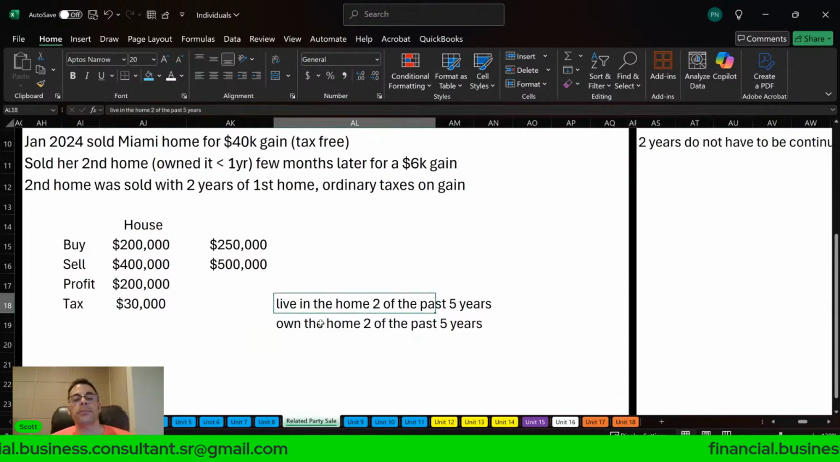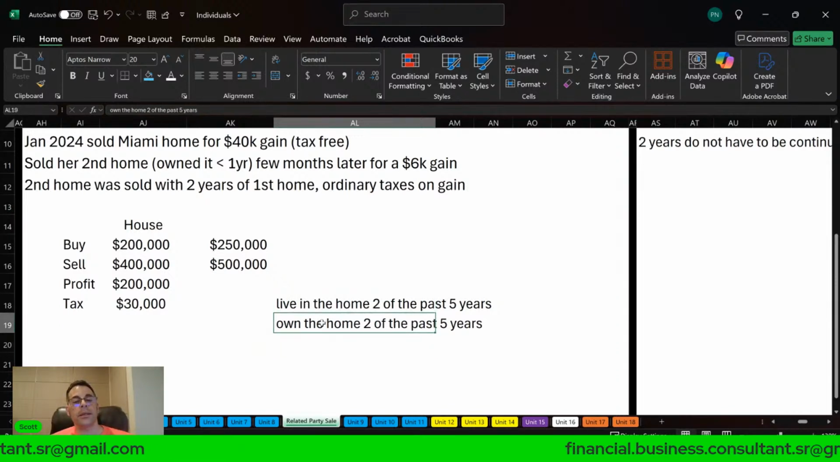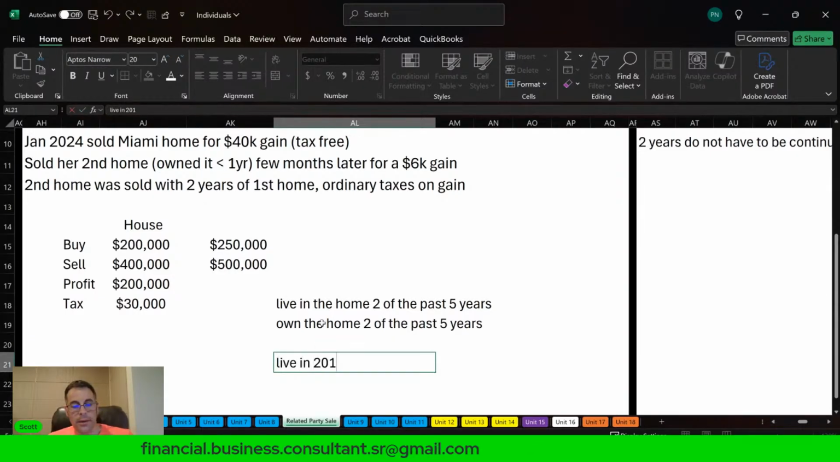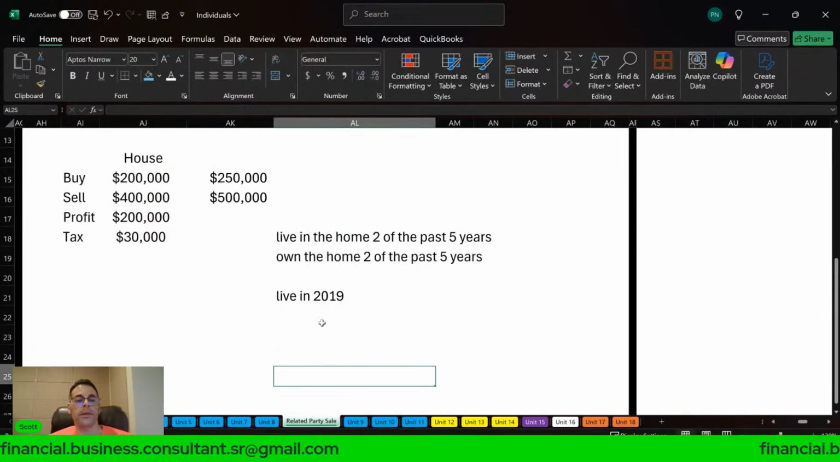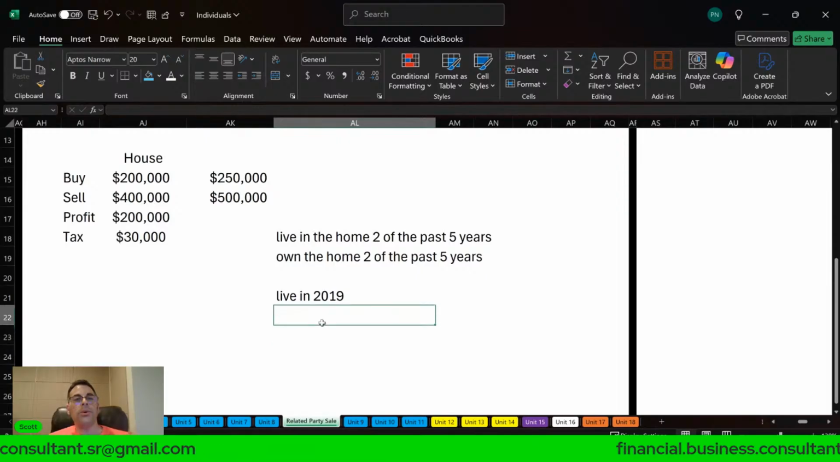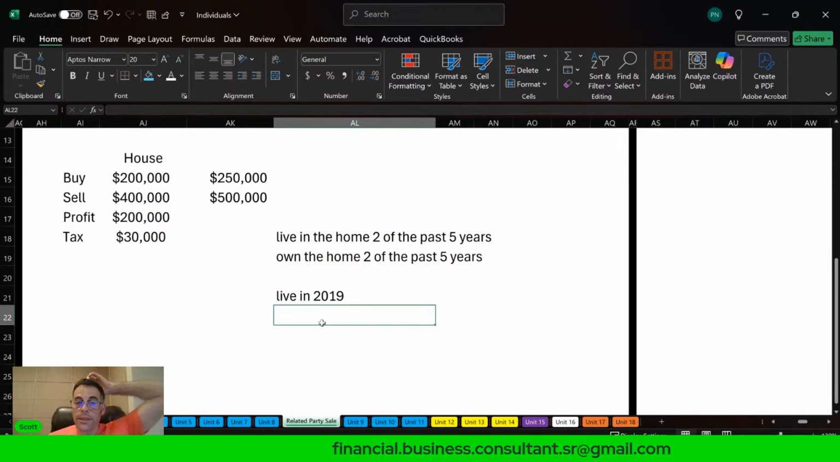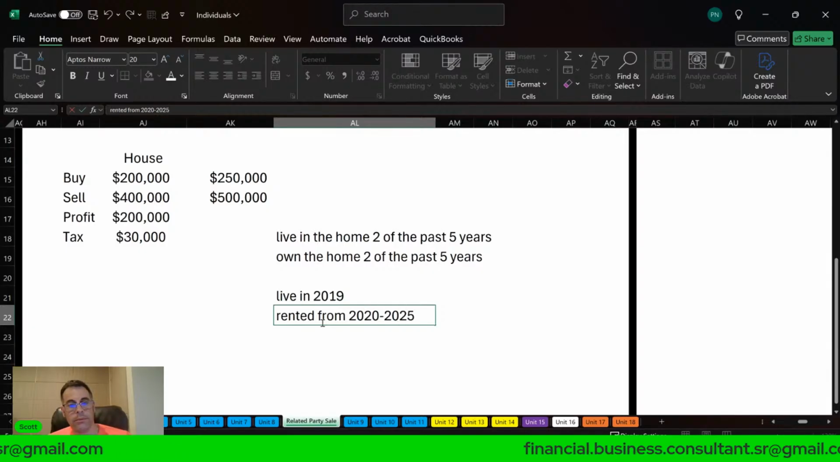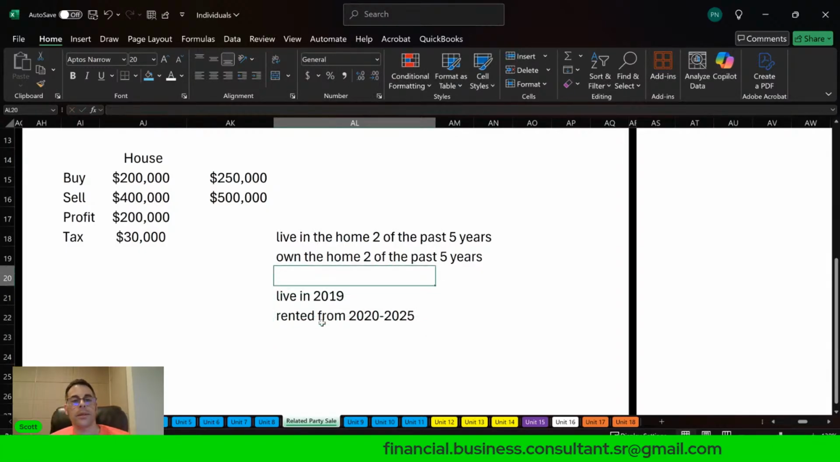For instance, say you bought the house and you lived in it full time in 2019. And then you got a job and you moved to another state and you rented that house, from 2020 to 2025. You would not get this break.